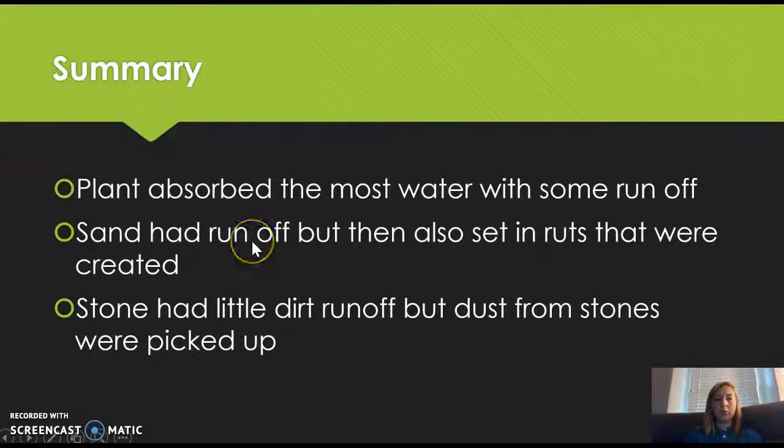So in summary, the plant absorbed the most water with a little bit of runoff. The sand had runoff, but then it also set in ruts, and it was actually holding the water. And then the stone had a little bit of dirt runoff, but dust from the stones was getting picked up.